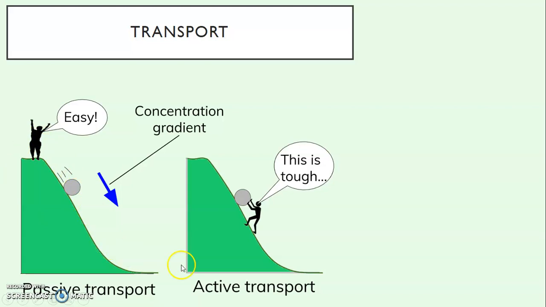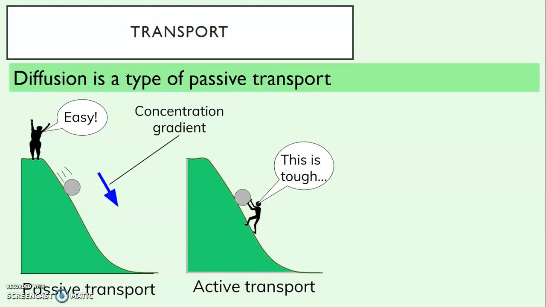They don't need any energy. In active transport, you are trying to push them up the other way. They are moving from a low concentration here to a high concentration. It's tough, it's hard work. So they need to have the energy. And that's why we call it active transport, because it's using energy. So diffusion is a type of passive transport, whereas active transport needs energy.